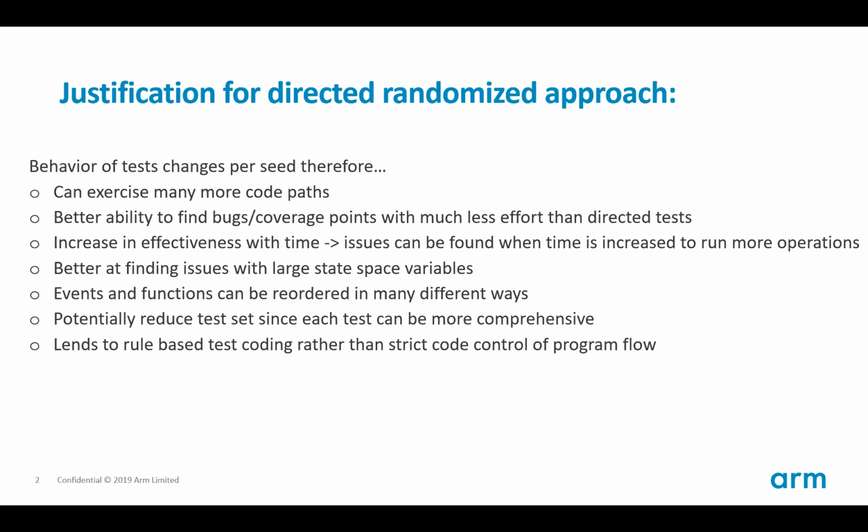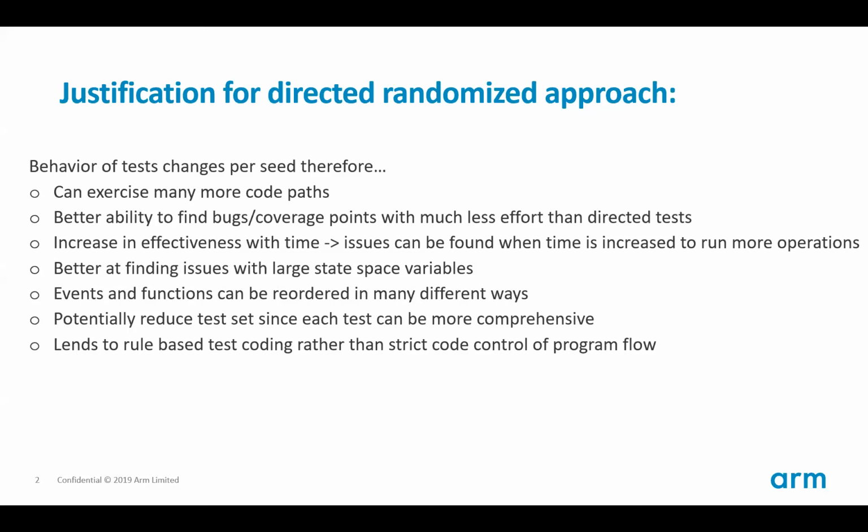Additionally, we have an increase in effectiveness with time: issues can be found when time or the number of operations is increased. It's certainly something you can't argue with for directed testing. With directed tests, you would simply say, okay, I have this set of directed tests, and in order to cover more things in the future, I would have to write yet more directed tests. That's not the case with the randomized approach. What you can do is simply apply more seeds and come up with more testing strategies and different things that could happen just by having more time. So it's a much better approach, I think, in the long run, to try to ferret out bugs and different types of issues.